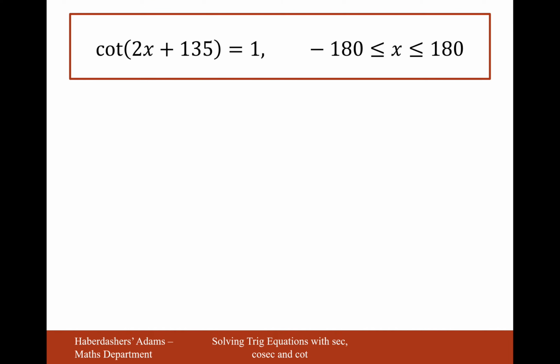So we're still in degrees mode here, and the first thing I need to do is sort out the angle, because I want my domain to have the same angle.